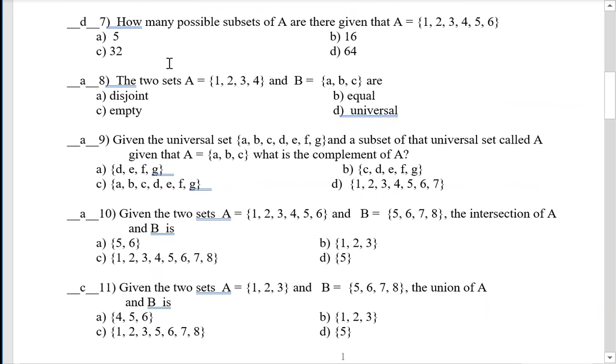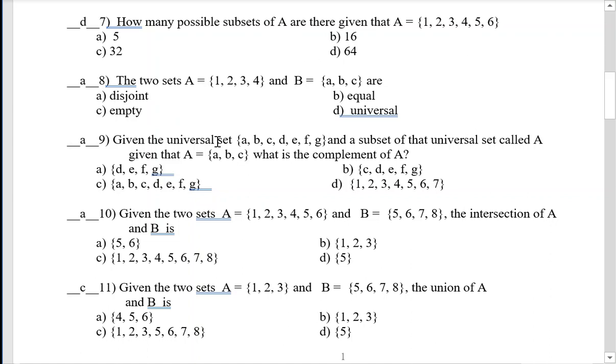So let's get on to 7. How many possible subsets of A are there, given that A is this? So this has 6 elements. The formula is 2 raised to the number of elements power. So 2 to the 6th, that would give me 2, 4, 8, 16, 32, 64. So that's D. So there would be 64 possible subsets of this set right here. All right, the two sets A equals 1, 2, 3, 4, and A, B, C. These would be considered disjoint because they don't share anything. So they're totally separate.